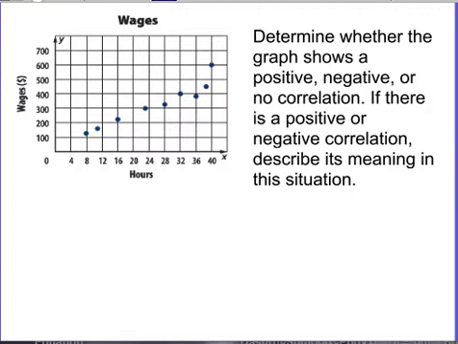Okay. I don't have a lot of examples to show you about scatter plots because that's the type of thing you'll do. You'll look at a graph of data, you'll make a decision, is it positive, negative, or no relationship? If it is a positive or a negative relationship, then you have to describe that relationship and what it means in terms of the data that is being graphed.